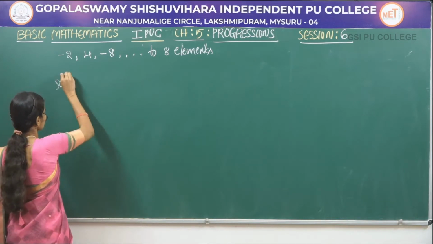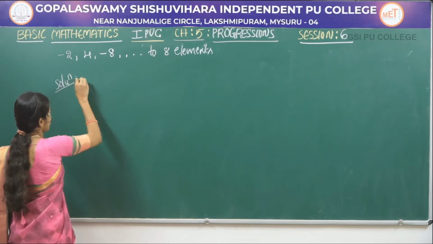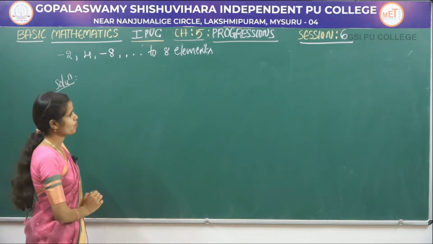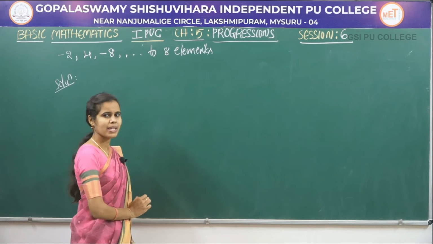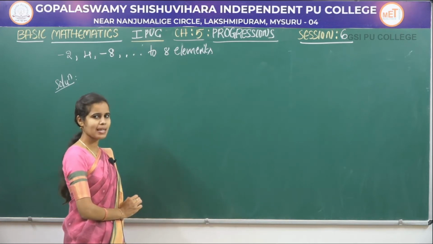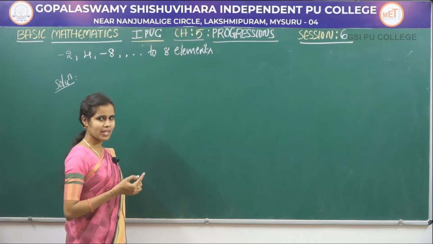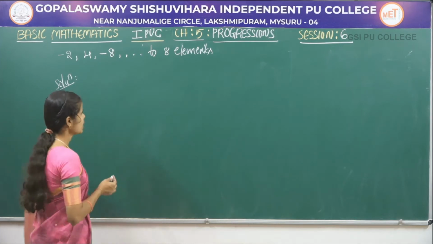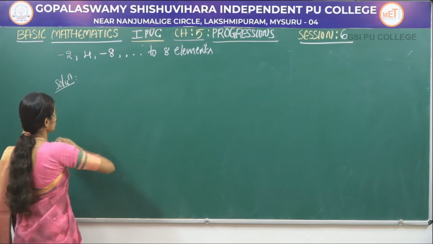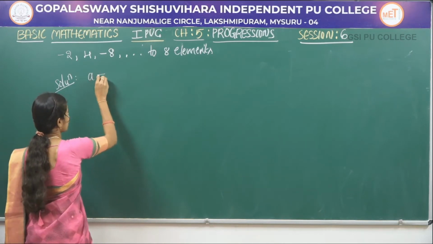So here also use the formula Sn is equal to a into 1 minus r to the power of n divided by 1 minus r, or Sn is equal to a into r to the power of n minus 1 divided by r minus 1. So it depends on r. Okay, so first let us find the values of a, r and n.